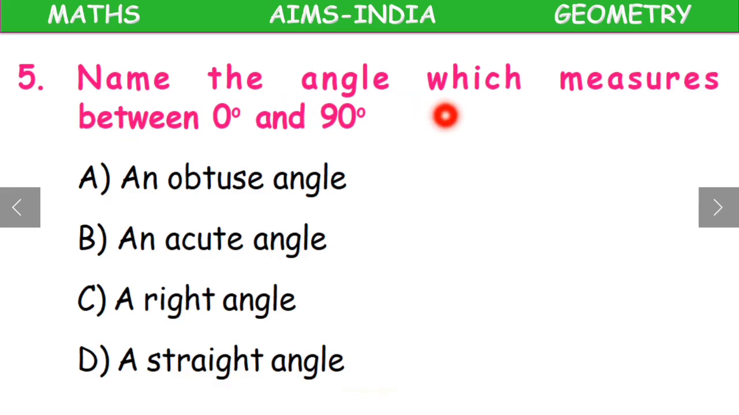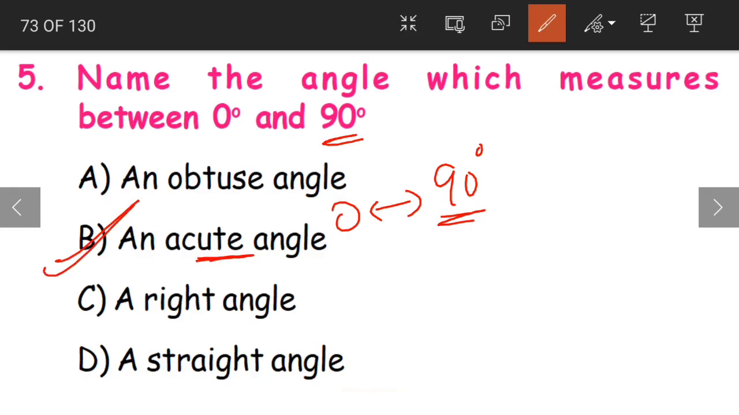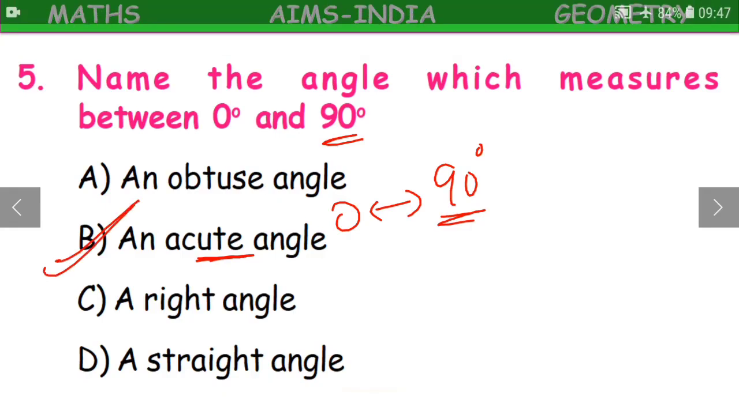Question 5. Name the angle which measures between 0 degrees and 90 degrees. So what does this mean? The angle should be between 0 degrees and 90 degrees. So will it be an obtuse, acute, right or a straight angle, children? It is smaller than 90 degrees. Remember, it is in between 0 and 90. That means it is smaller than 90 degrees. What did I say? Smaller than 90 degrees. Acute angle. It becomes an acute angle.